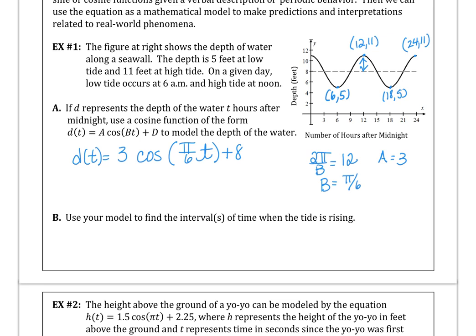Use our model to find the intervals of time when the tide is rising. It appears that the tide rises from 6 a.m. to noon, and then again from 6 p.m. to midnight.